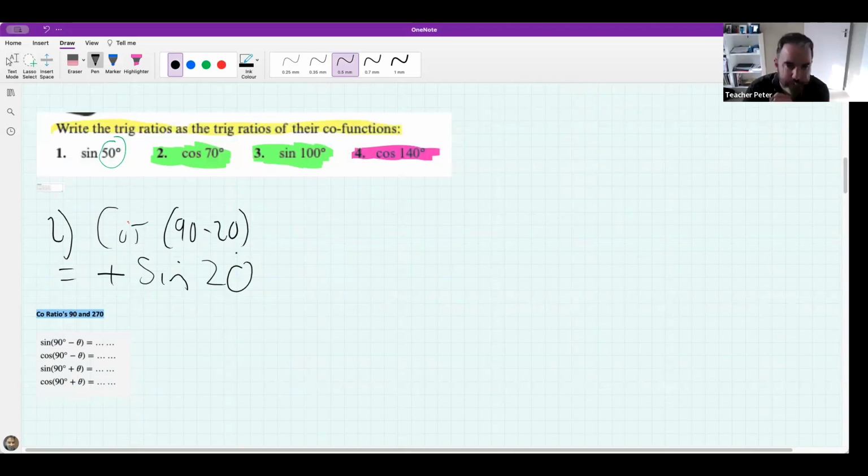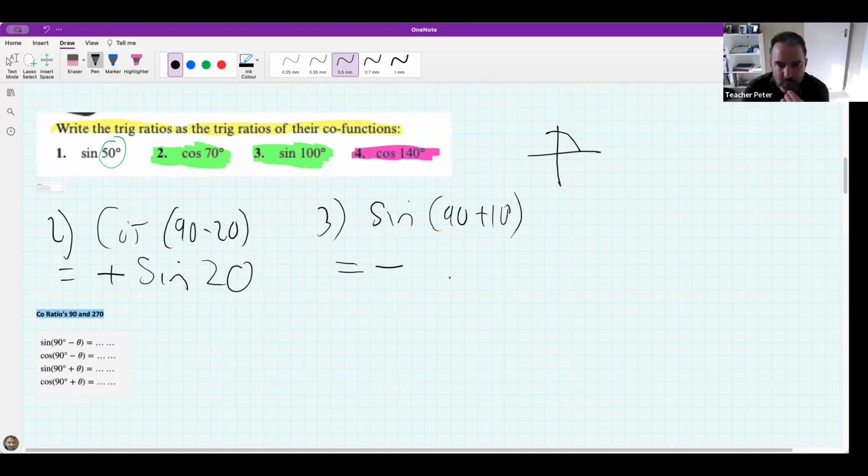Okay, all we need to do for number three is write it as 90 plus 10. Now, when we think about what quadrant we're in, we're actually going into quadrant two. But the good news is sine is positive in quadrant two, so that's plus. Because we're using co-ratios, what's the co-ratio of sine? It's cos. It's plus cos 10. So sine of 100 is the same as plus cos 10.